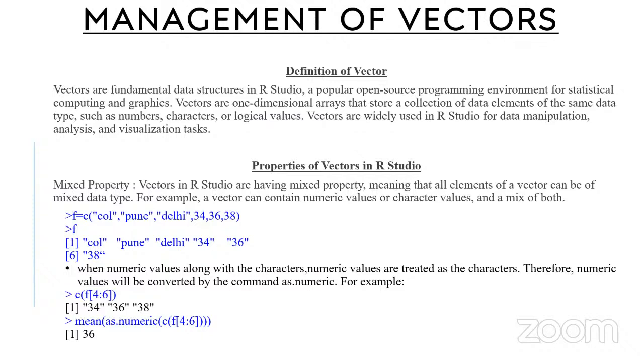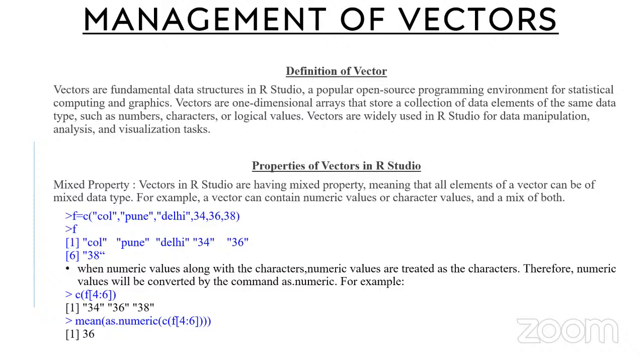Properties of vectors in RStudio. For example, this is the vector F, that is the vector. And this vector includes Kolkata, Pune, Delhi, even the numbers. All will be in the vectors. So this is c for concatenate. It is called the concatenate. Okay. So this is the output.